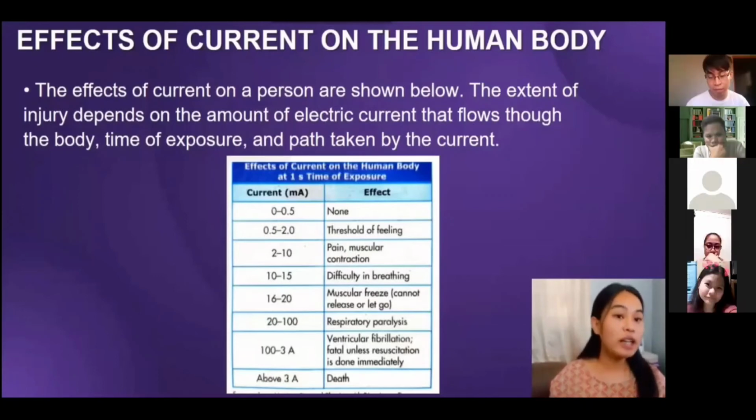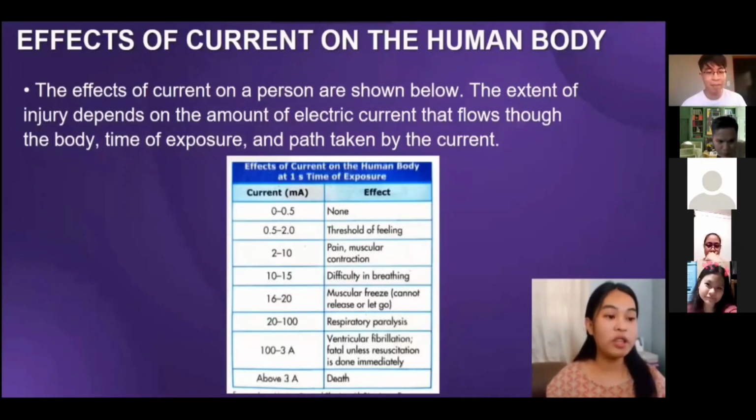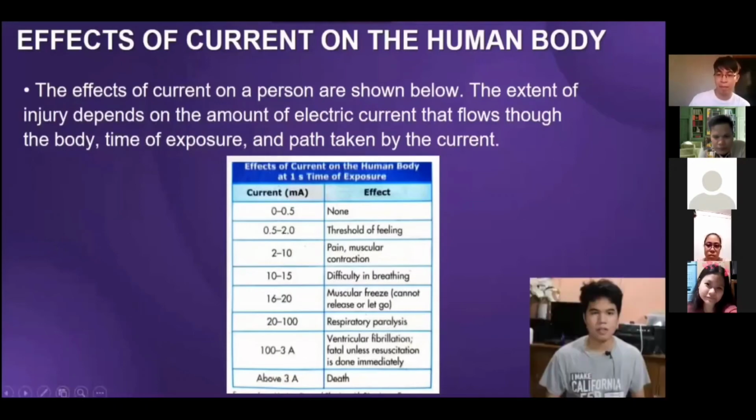Next is 100 milliamperes to 3 amperes, where the human body will experience ventricular fibrillation. It will become fatal unless resuscitation is done immediately. And above 3 amperes can lead to death.